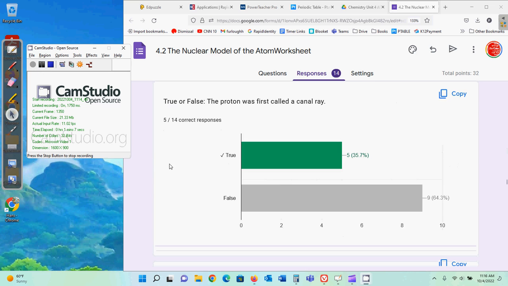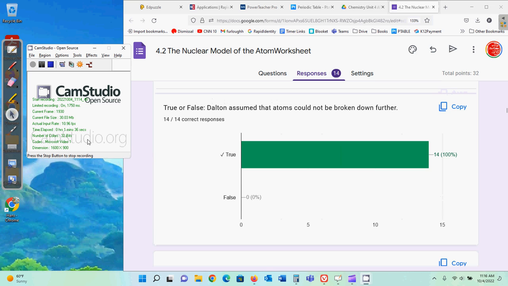All right, this is one we didn't talk a lot about in class, but it was in the textbook, which you're supposed to be reading. The proton was first called a canal ray, and that is true. They noticed that while the cathode ray was going from the cathode to the anode, there was another beam going the other way, and that was the protons. They just didn't know what it was at the time.